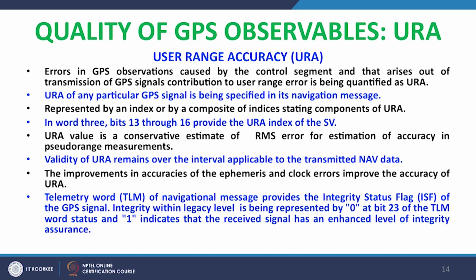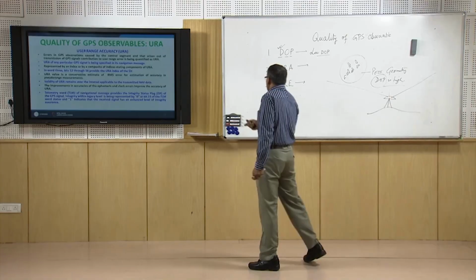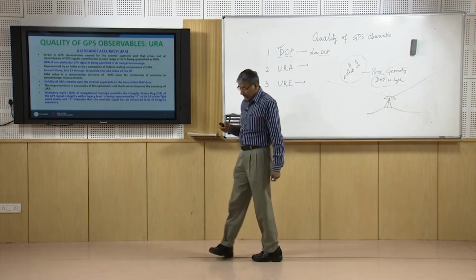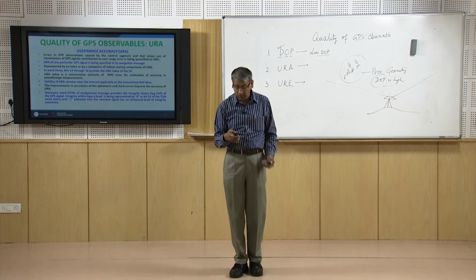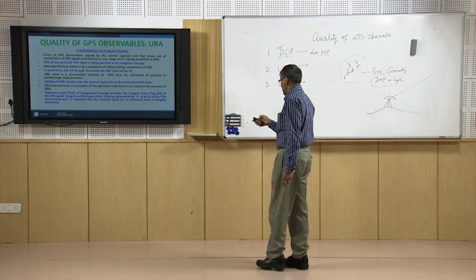And also there is a parameter which is available in the telemetry word at bit 23. If that bit is 1, that indicates that the received signal has an enhanced level of integrity, that means it is good quality, and if it is 0 then the integrity is poor, that means the quality is not good. So using this also we can get information about the quality of the GPS observable.